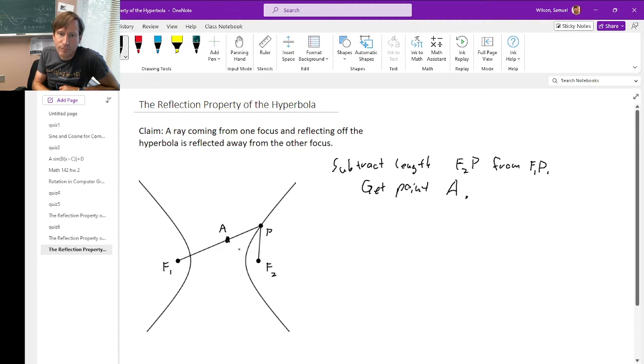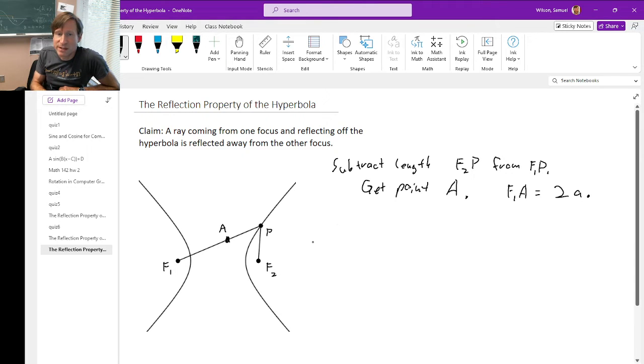Now remember that this difference of distances, this difference of the distances from P to the two foci, produces the characteristic length for a hyperbola. So this means that the length from F1 to A is now equal to that characteristic length for a hyperbola that we called 2a.